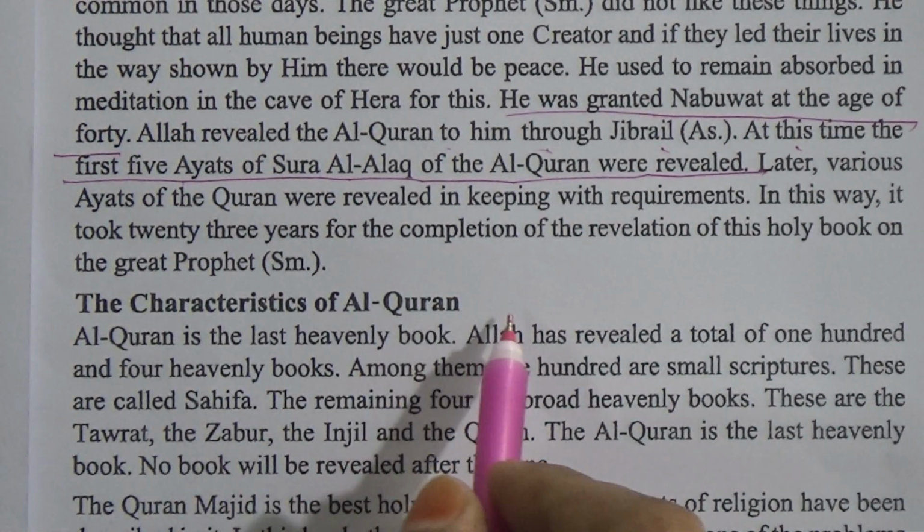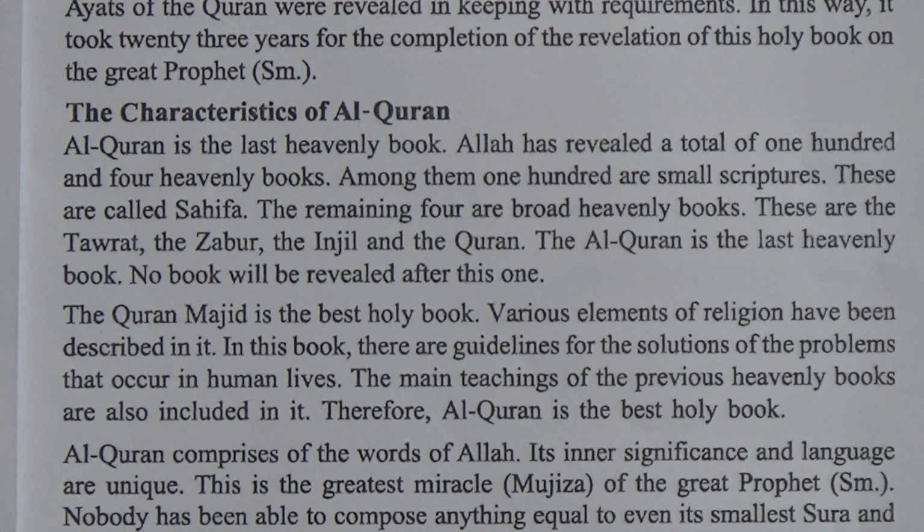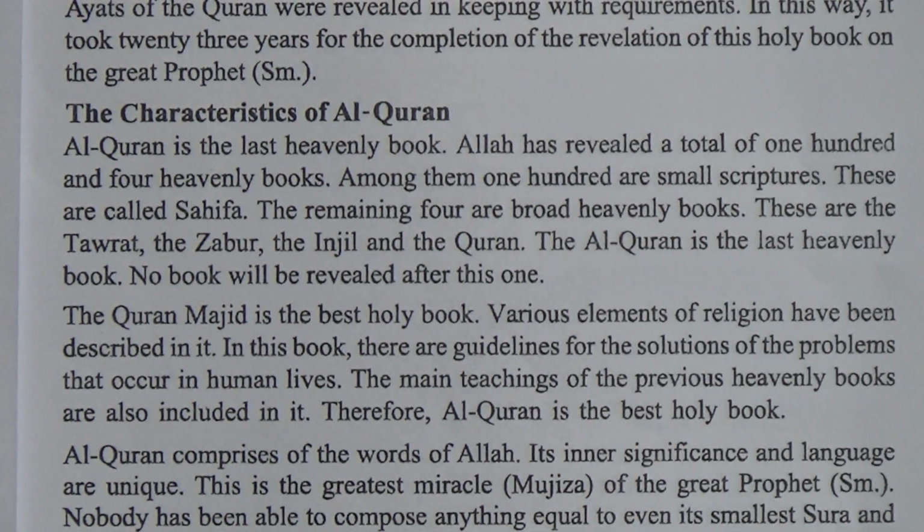Now the characteristics of Al-Quran. Al-Quran is the last heavenly book. You know that Allah has revealed a total of 140 heavenly books.